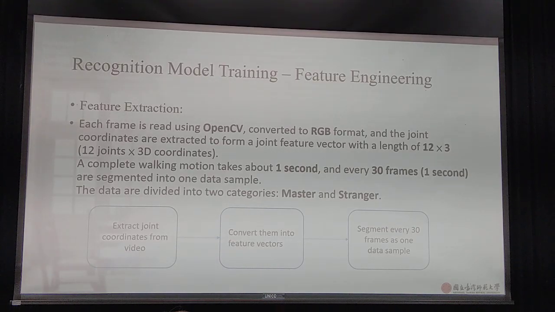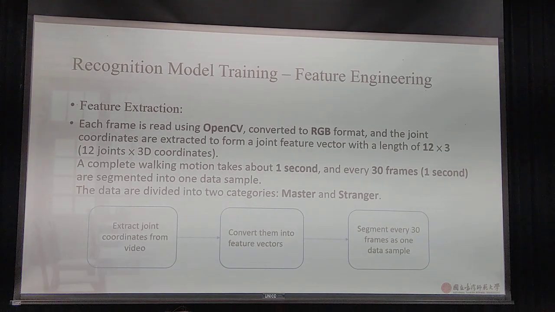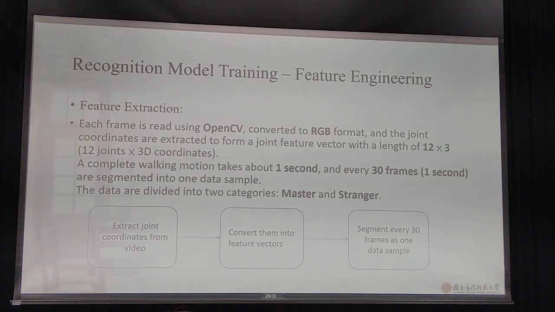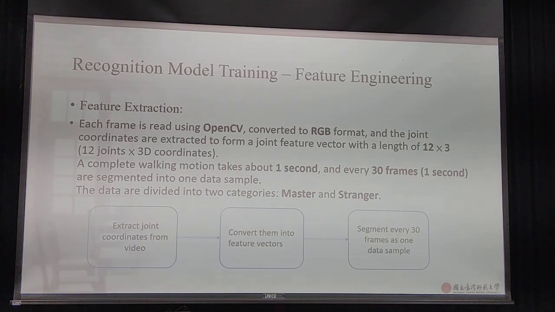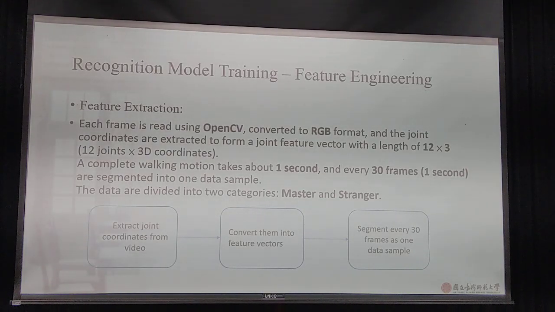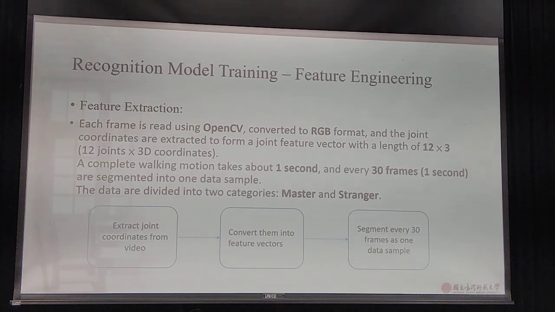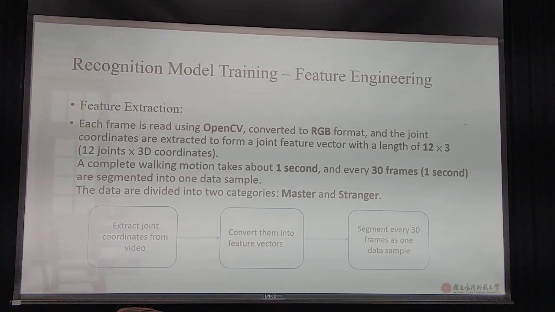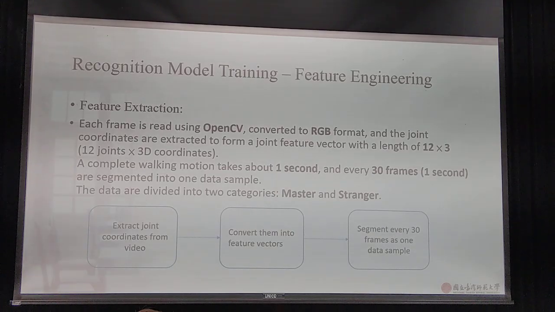Each frame is read using OpenCV, converted to RGB, and processed to obtain the 3D coordinates of 12 joints, forming a 12 times 3 feature vector. A walking cycle is about 1 second, or 30 frames, so every 30 frames form one data sample. A sample is labeled as master or stranger. The dataset includes 7,431 master samples and 5,938 stranger samples, at a ratio of about 5 to 4.